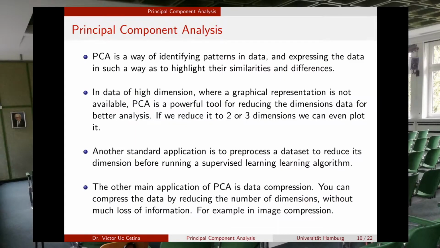And the third main application of PCA is data compression. So you can compress the data by reducing the number of dimensions without losing much information. And a very clear example here is image compression.